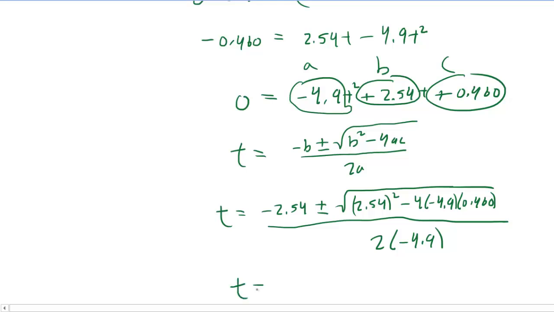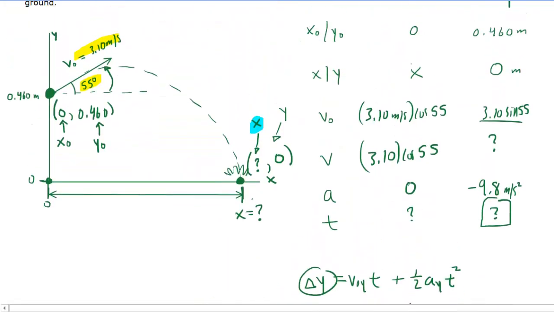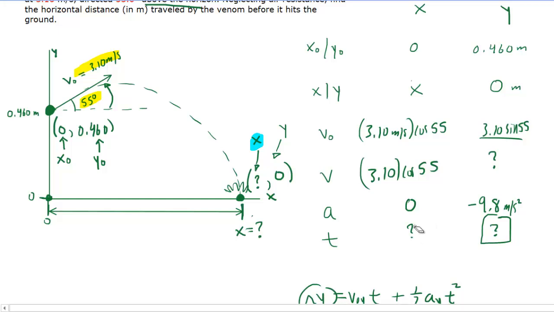Now, if you punch these into your calculator, and I say these because you have both plus or minus, the version using the plus sign ends up as negative 0.14 seconds, and then the version using the minus sign is 0.66 seconds. We can't have negative time in these questions, so the correct answer for the time is 0.66 seconds. So what you do is you go back to your table, and you fill in that missing time. So that's going to be 0.66 seconds.